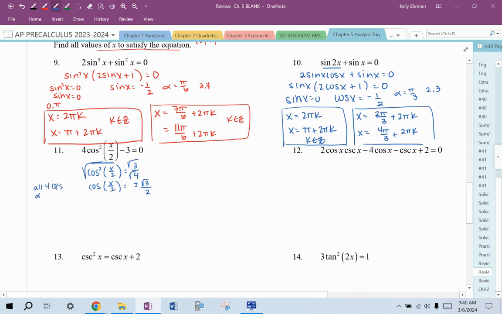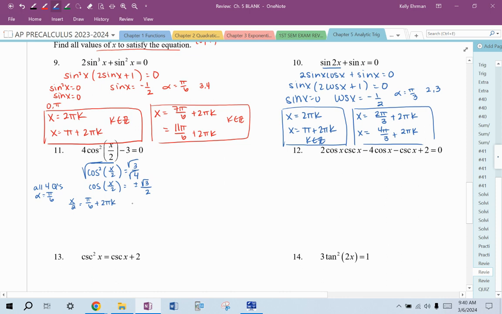And the reference angle that makes cosine equal to radical 3 over 2 is pi over 6. So remember how we have to do this if we have a different angle other than x? We need to say x over 2 equals pi over 6 plus 2 pi k. So you add in the 2 pi k here.